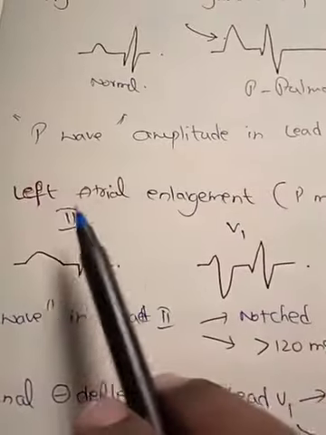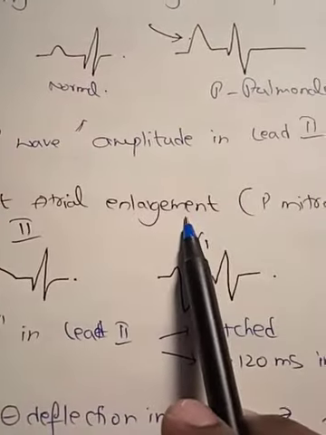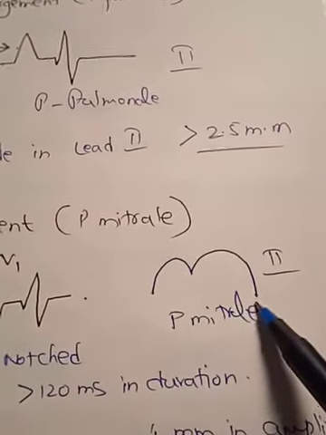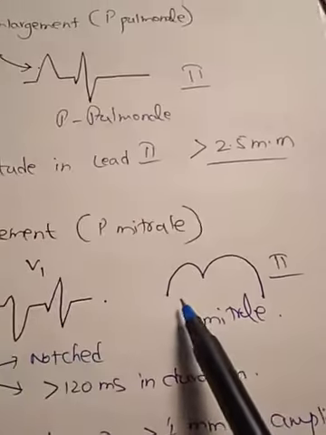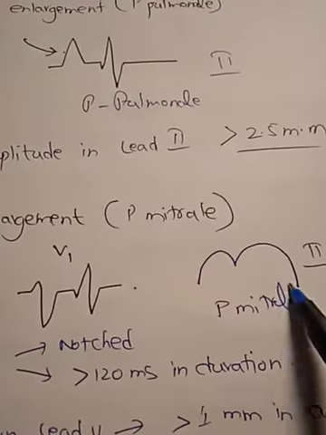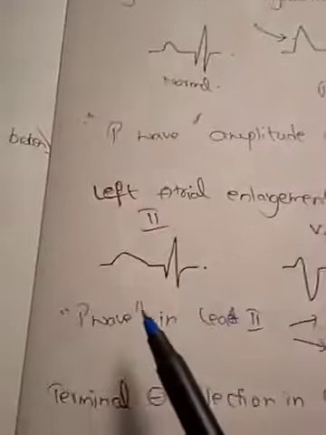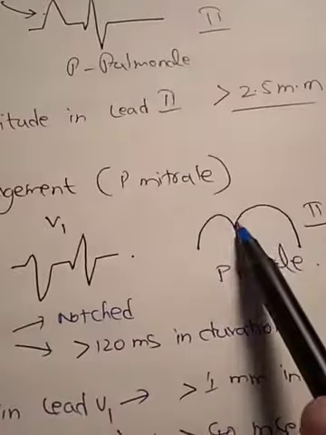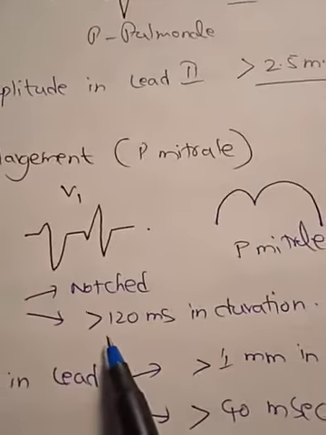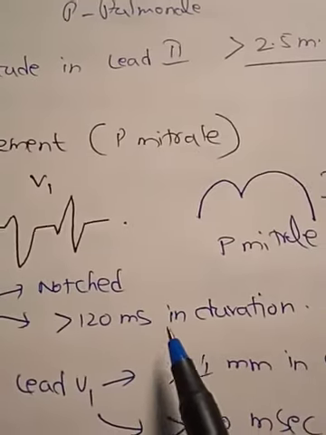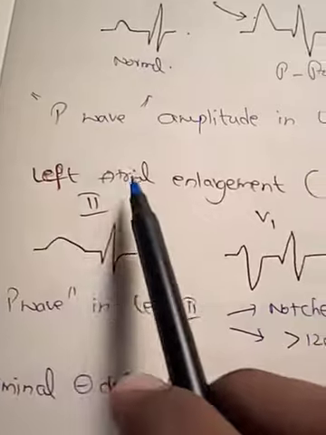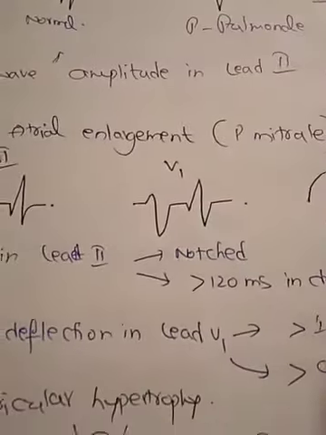Then how do you identify left atrial enlargement? That's called P mitral, just like the McDonald's sign in lead 2. The P mitral looks like a McDonald's M sign. The P wave in lead 2 becomes notched, and also it is more than 120 milliseconds in duration. That is how you identify left atrial enlargement.